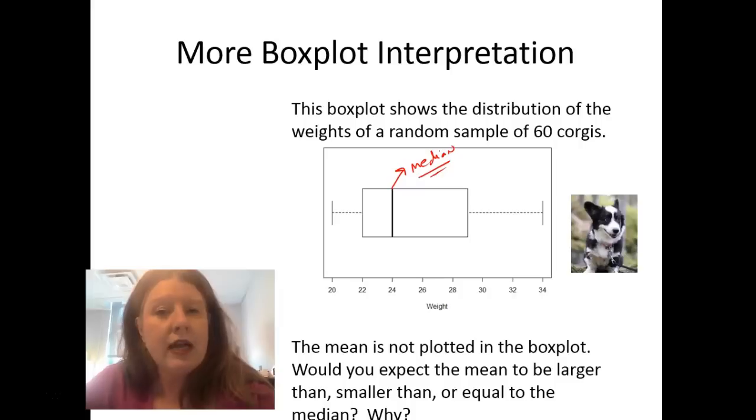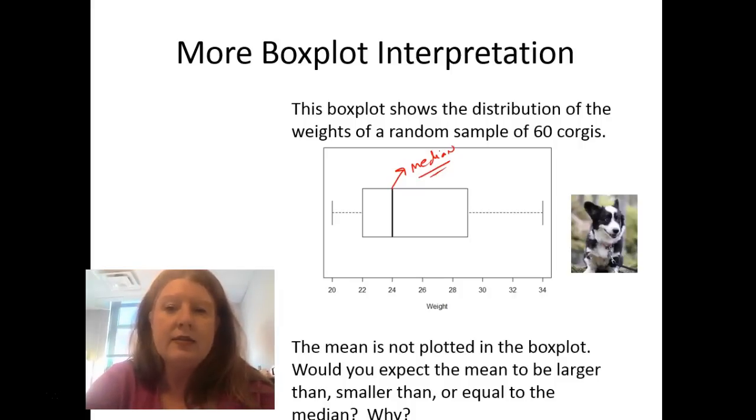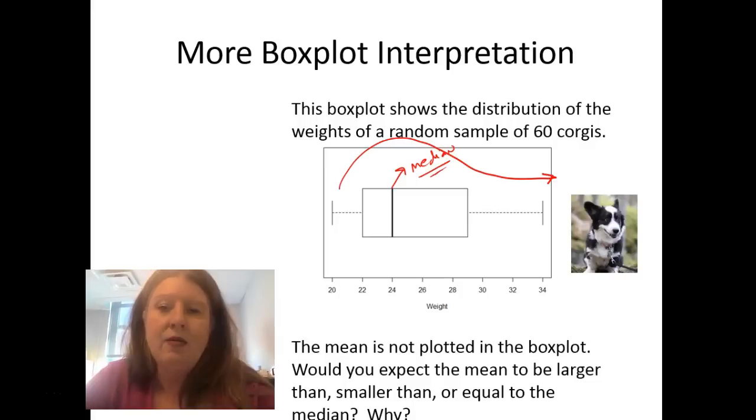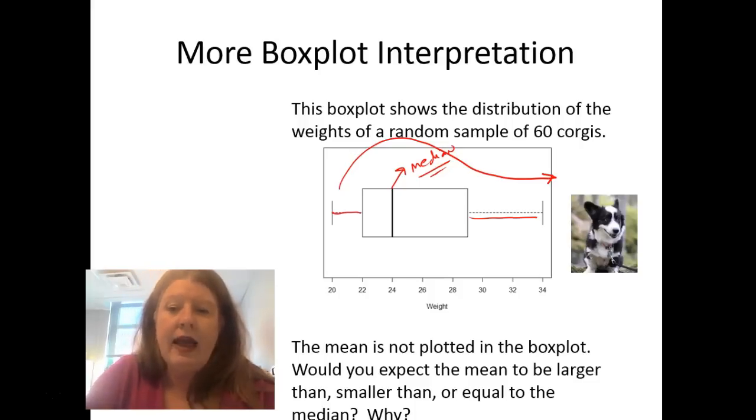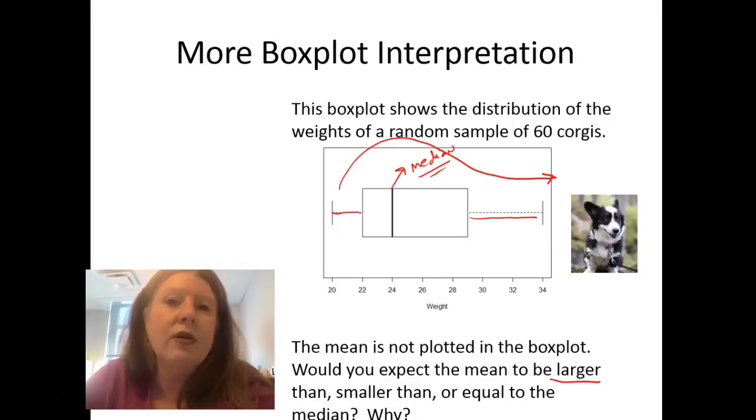Well, I'm hoping you're looking at this and saying, hey, this distribution is skewed to the right. We have this long tail out here. We see that our median is closer to quartile 1 than it is to quartile 3. We have a smaller tail over here. That's all evidence pointing to a distribution that's skewed to the right. And if the distribution is skewed to the right, the mean would be larger than the median. The mean, remember, is pulled toward the tail, pulled toward the more extreme values.